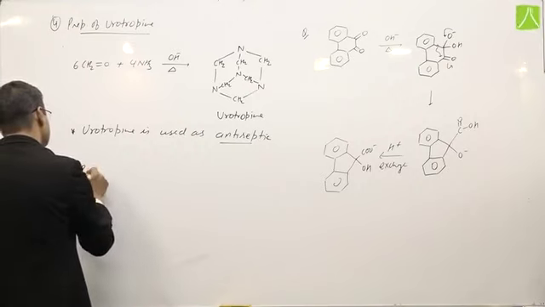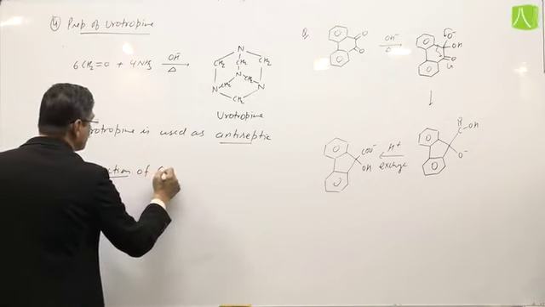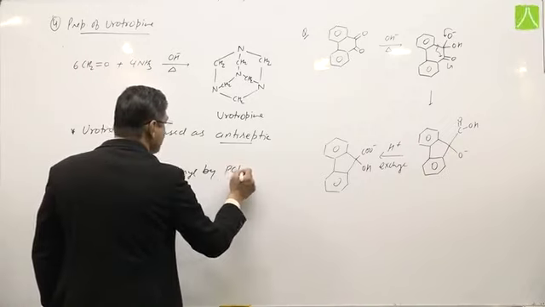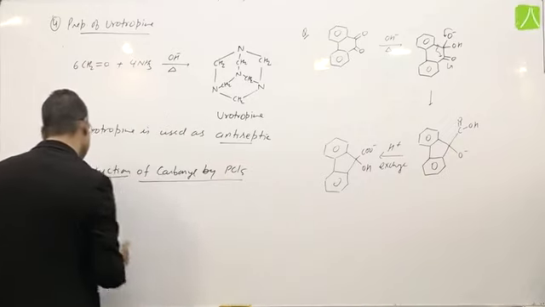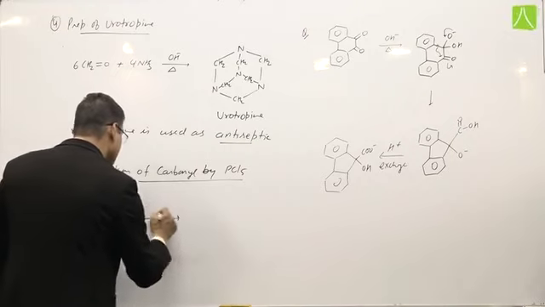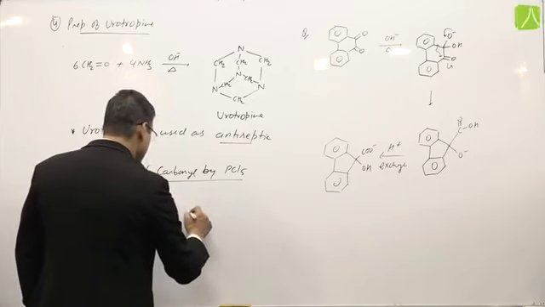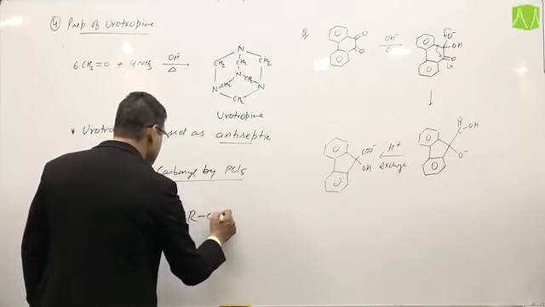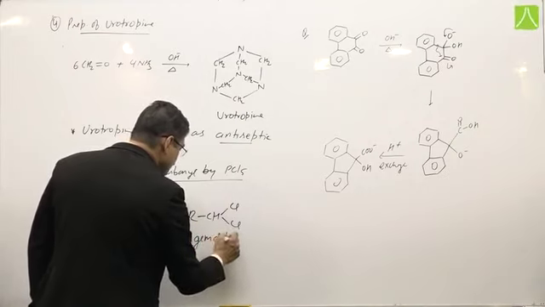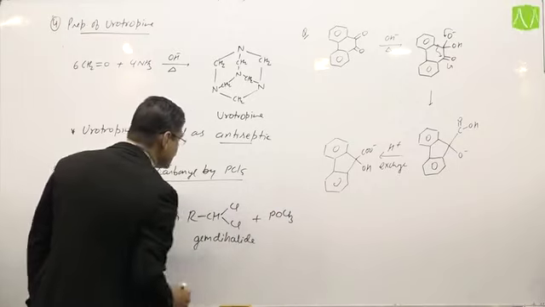Now next reaction is reduction of carbonyl by PCl5. So all the carbonyl compounds reduced by PCl5 and converted into RCHCl2, that is same dihalide, and the byproduct is POCl3.